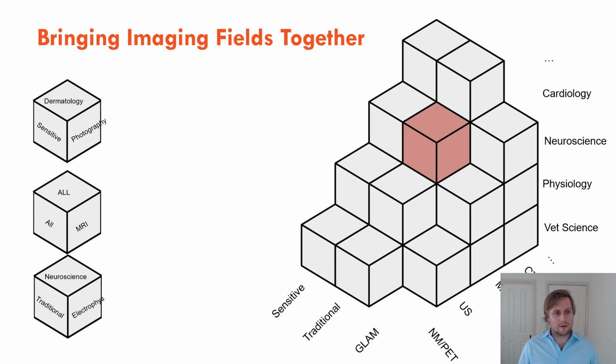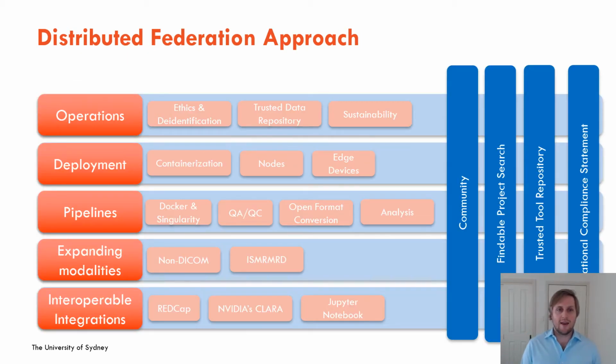In particular, three of the exemplars on which we are focusing are dermatology for sensitive full body photography, a generalizable MRI raw instrument data, which converts all proprietary to an open format, as well as electrophysiology for neuroscience. Now, how do we want to get there? Over 2 years, we have proposed 5 streams of work with 4 community outcomes.